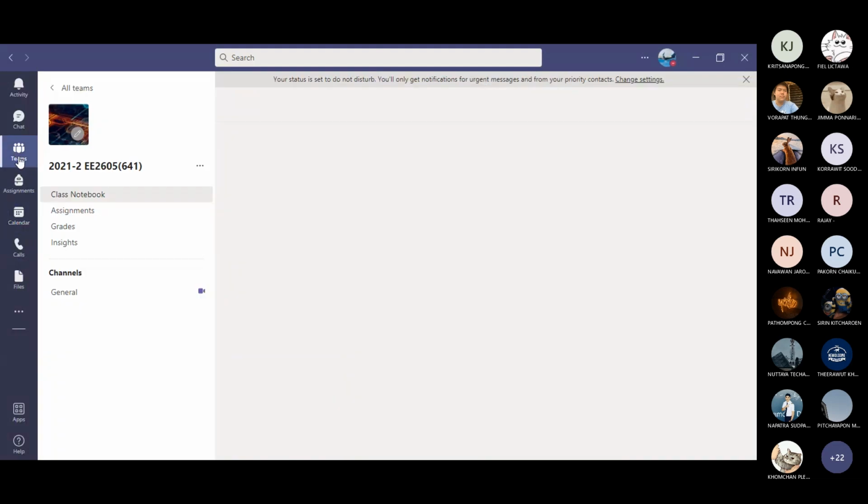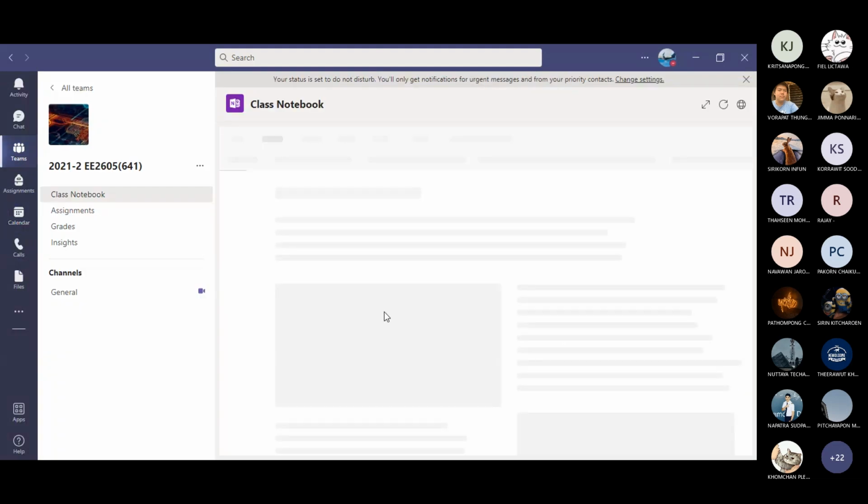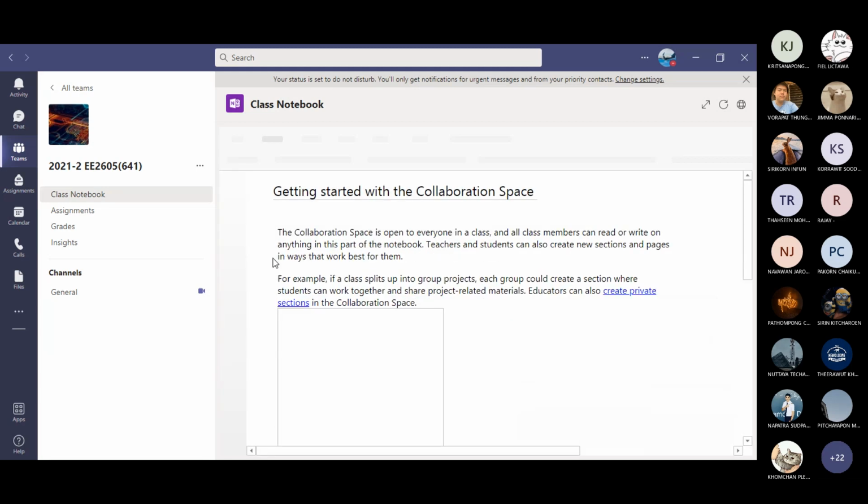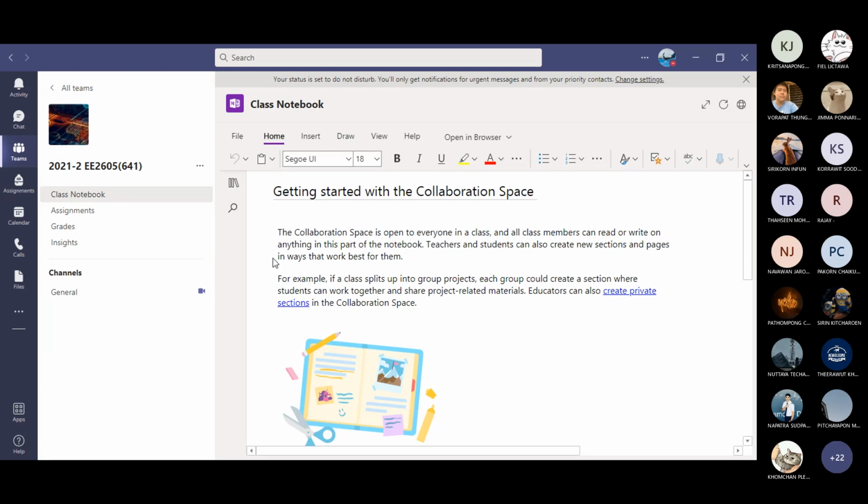Your Teams page is here, class notebook. I already put a few materials there in the collaboration space. Let me get the students list. Okay.